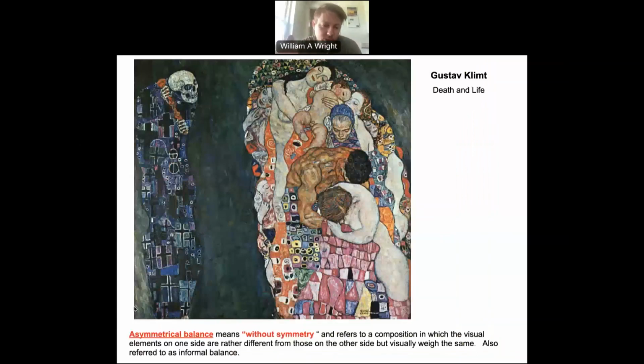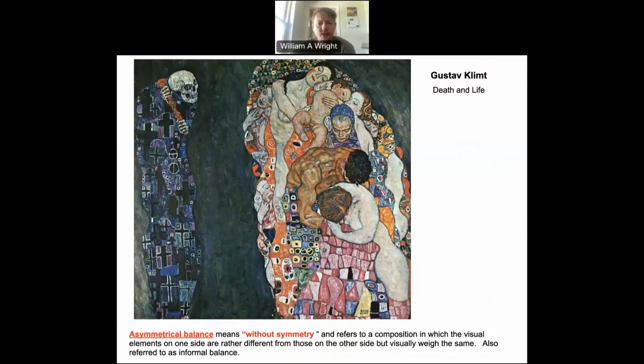That refers to a composition in which the visual elements are different from those on the other side. They're not even close. They're not trying to be the same. But you can create asymmetrical balance where it's different on both sides, but is still balanced. That's really important. They visually weigh the same, but they are very different. It's also referred to as informal balance.